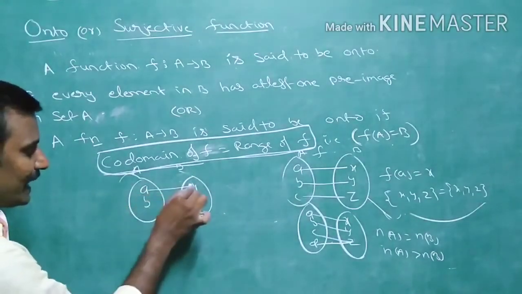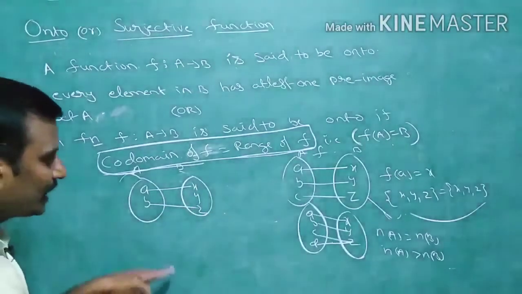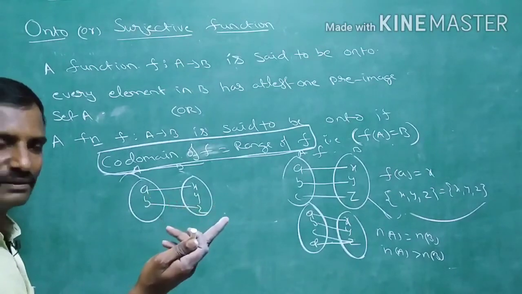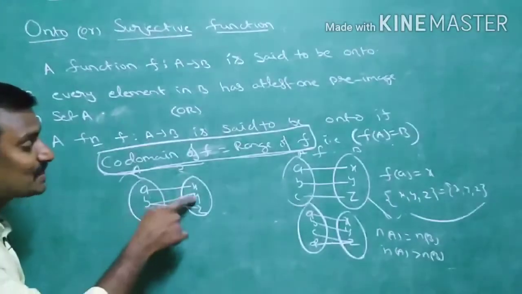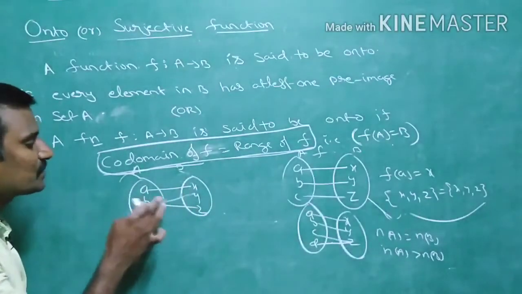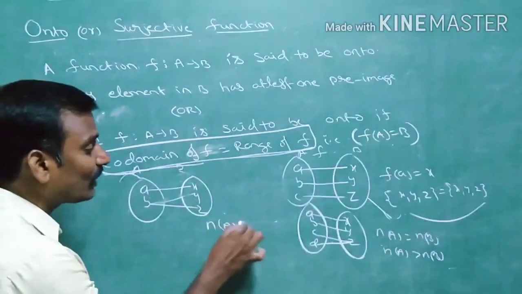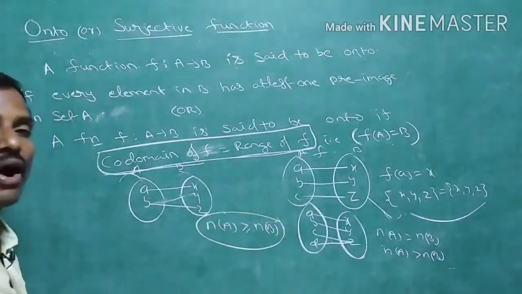What about this one? X is mapped to y, b is mapped to z. Is it an onto function? Y has no preimage. If you map like this, first of all it is not a function because b has two images. So it is not an onto function. For onto function, the condition is n of a is greater than or equal to n of b.